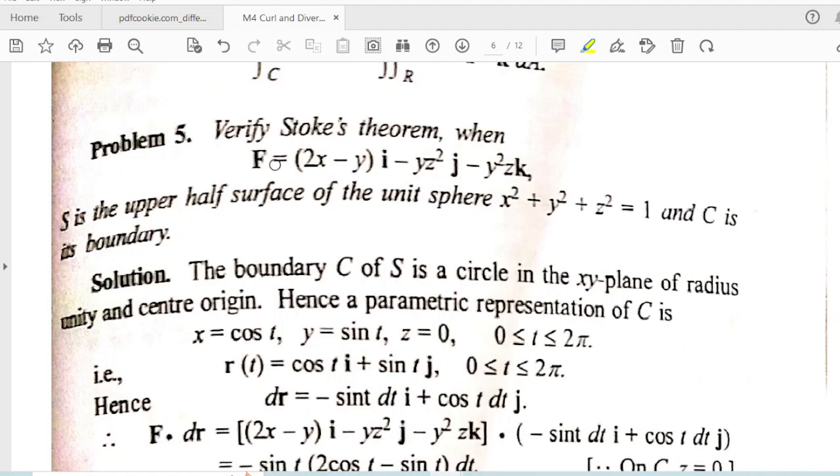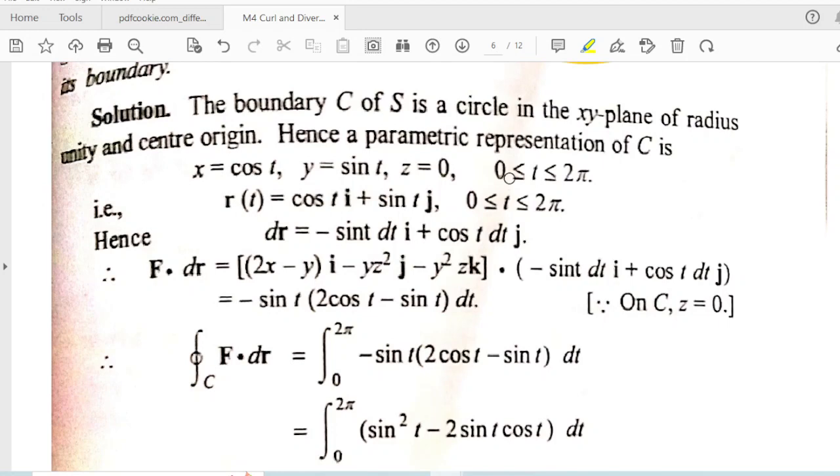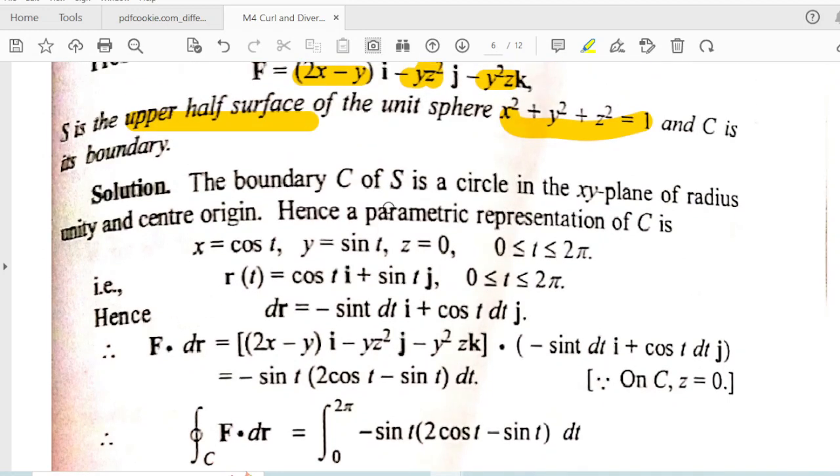Verify Stokes theorem when F bar equals (2x minus y) i cap minus y z square j cap minus y square z k cap. S is the upper half surface of the unit sphere x square plus y square plus z square equal to 1, and C is its boundary. So the boundary C of S is a circle in the xy plane of radius unity.